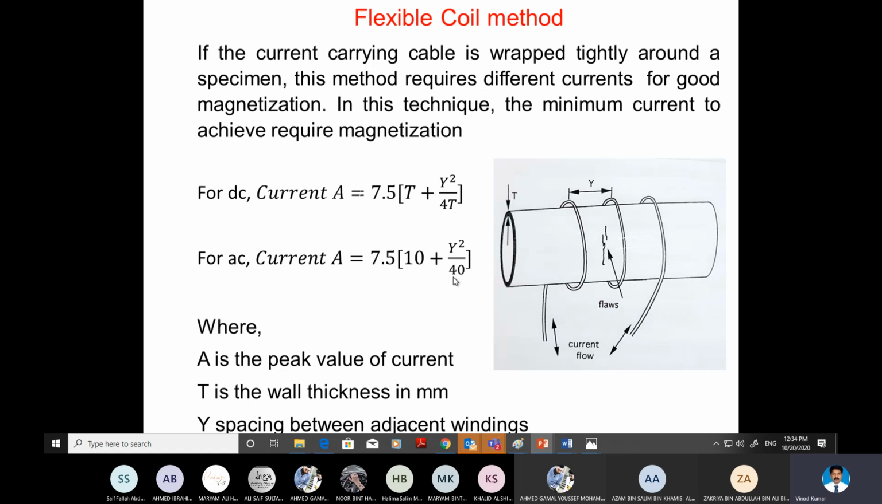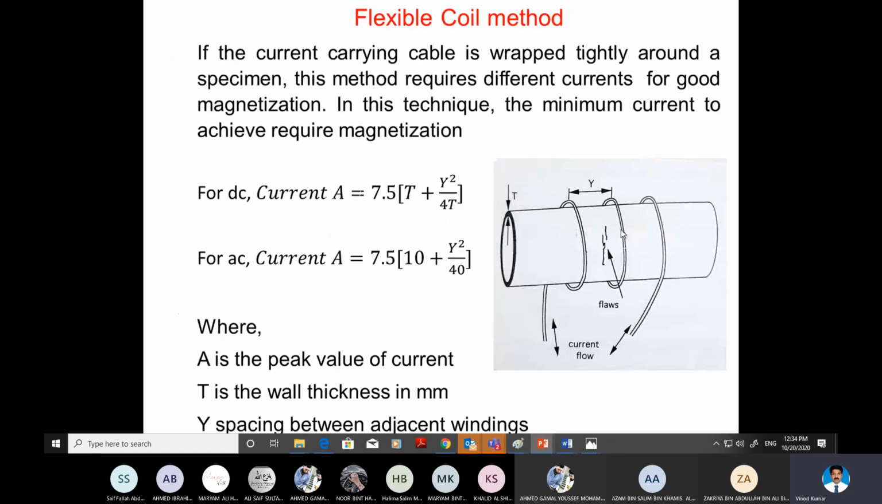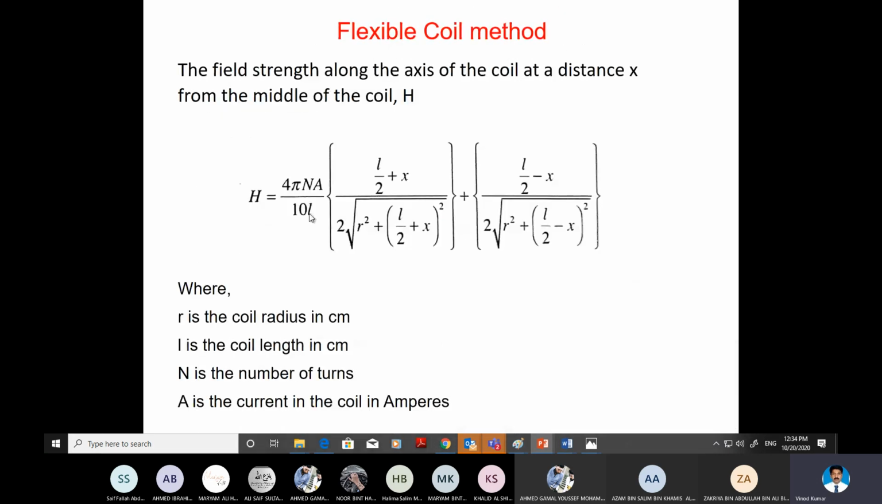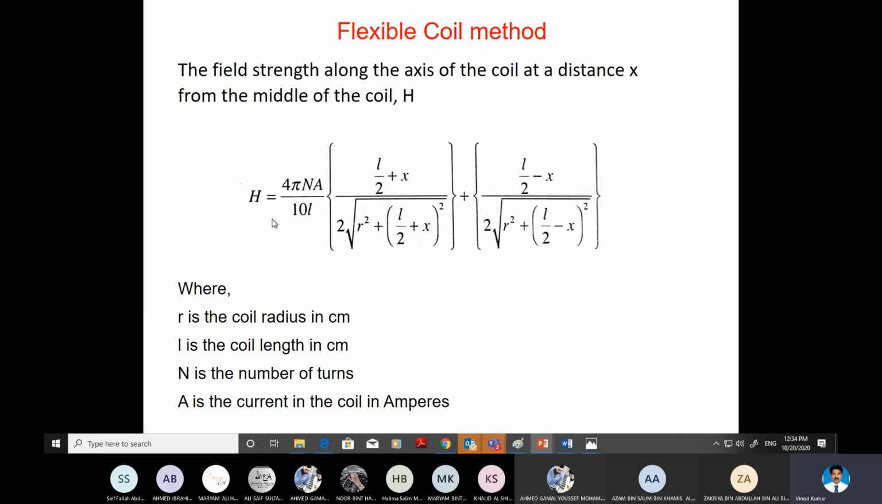These are, as I explained before, some empirical equations which are used to find the spacing between the coils. If you are an inspector, you will substitute these values in here and find it. What will be the field strength at a distance, say x? If x is the distance, what will be the magnetic field strength if we use this coil for testing? That also we can calculate using this equation.